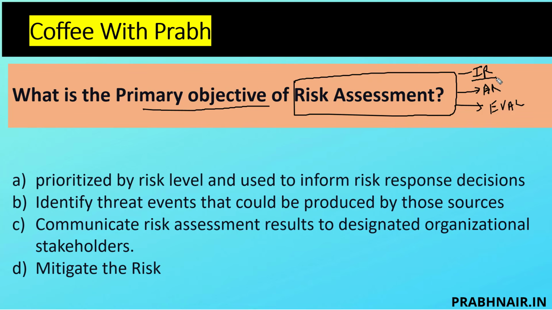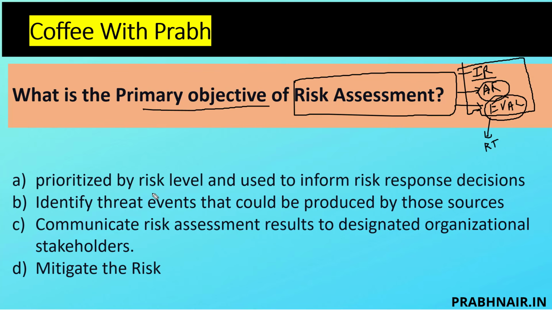In risk identification, we identify threat, vulnerability and asset. Risk analysis is where we do the qualitative and quantitative analysis and evaluate the result so that we are able to treat the risk. Risk treatment is transfer, avoidance, acceptance and mitigation. Now the question says risk assessment, so we're talking about the purpose of these three steps.